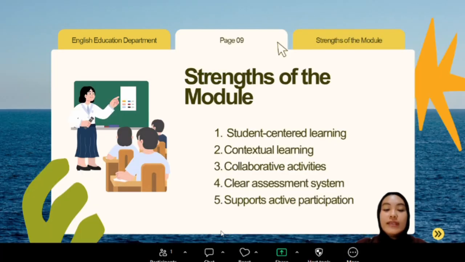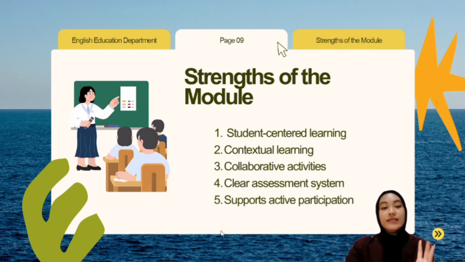And the next is strengths of the module. This slide presents the strengths of the module. For the first, it promotes student-centered learning because students actively participate in discussion, observation, and writing activities. And the second, it uses contextual learning by connecting the lesson with real tourism places that students may already know. And the third is collaborative activities encourage communication and teamwork.